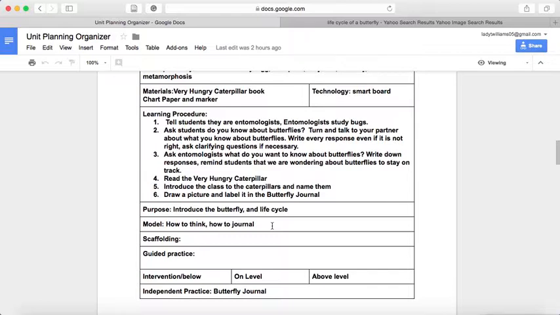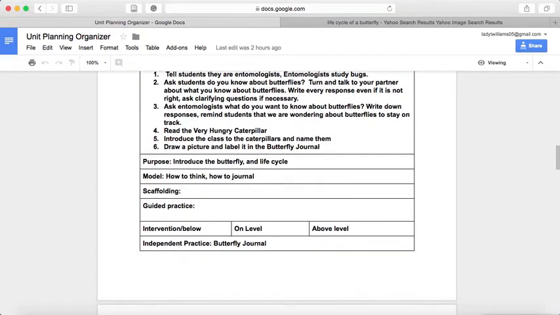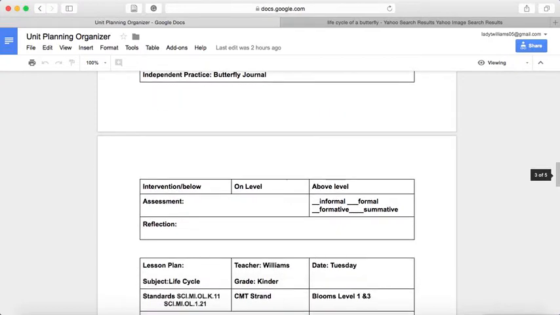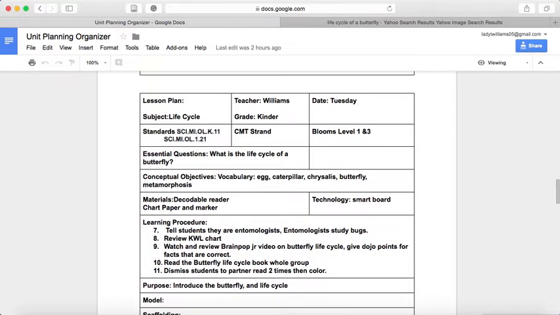Now, I will say that the journal will continue on more than a week because it takes 2 to 3 weeks for this whole project to be complete. So the unit will take a little bit longer just for the butterfly journal piece. There's a daily assessment every day, whether it be an exit sheet or a verbal confirmation, thumbs up, thumbs down, so I can check for understanding.